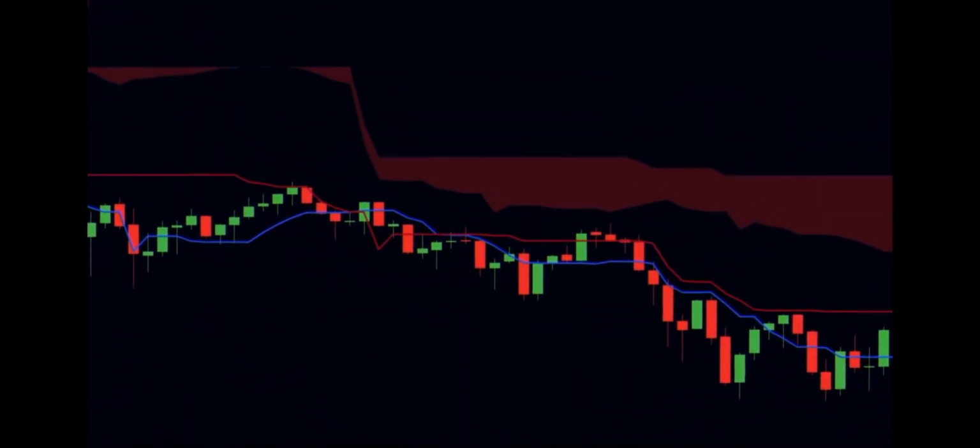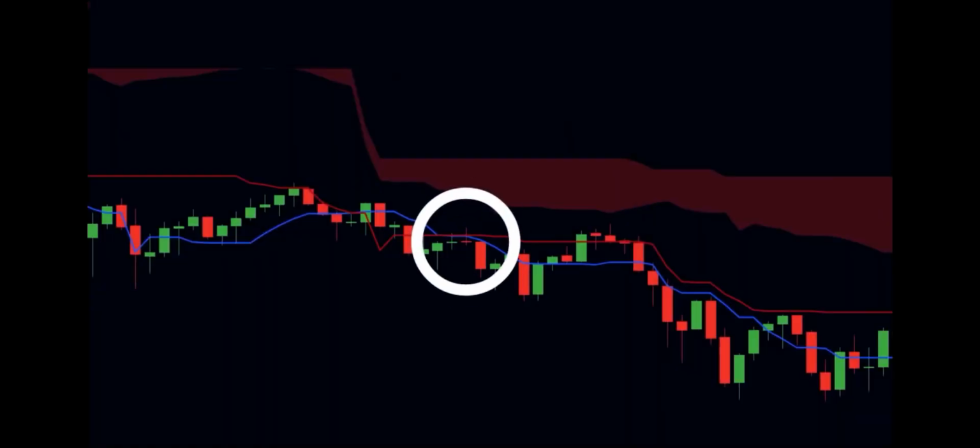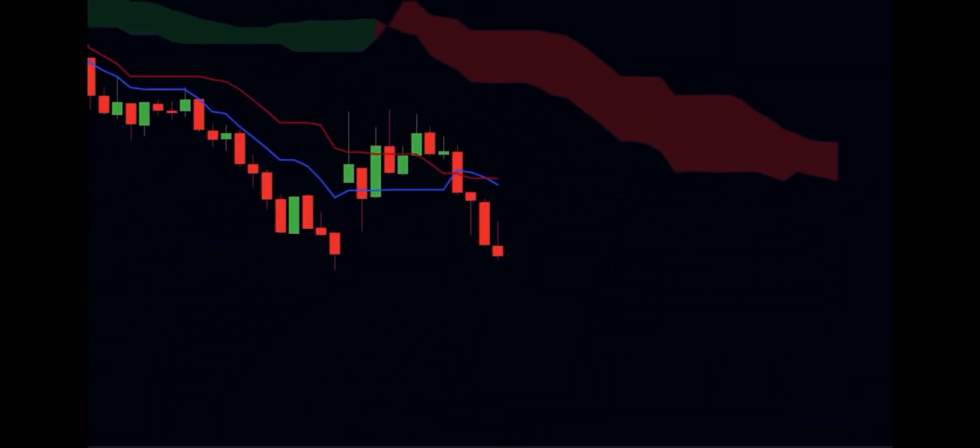Now, let's look at the rules of selling. Here are the rules for selling. Rule number 1. The conversion line crosses below the baseline. Rule number 2. The crossover happens below the cloud. Rule number 3. The cloud should be red at the time of crossover. Now, let's look at a sell trade.